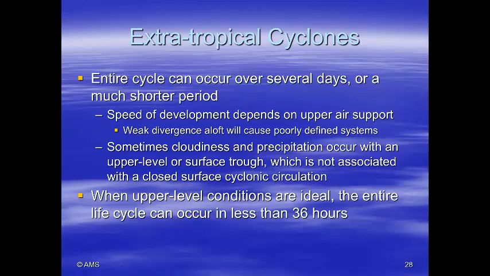Sometimes cloudiness and precipitation occur with an upper level or surface trough, which is not associated with a closed system, a closed surface cyclonic circulation. So we don't have that ring of low pressure that forms. When upper level conditions are ideal, the whole life cycle can occur in less than 36 hours.